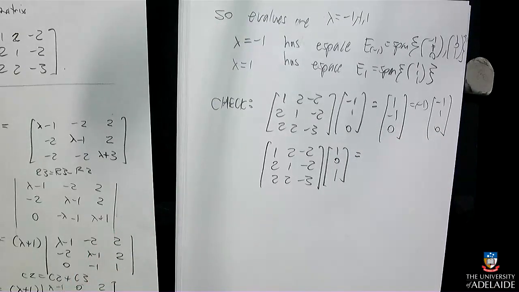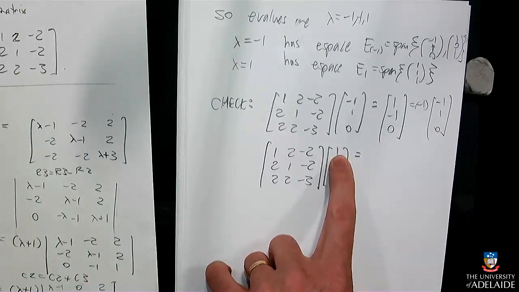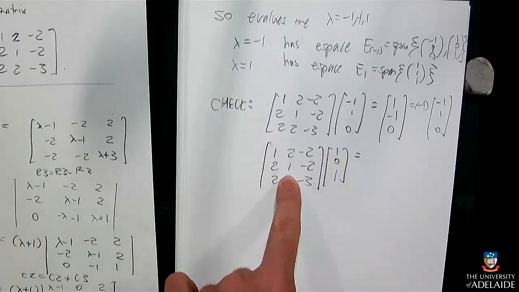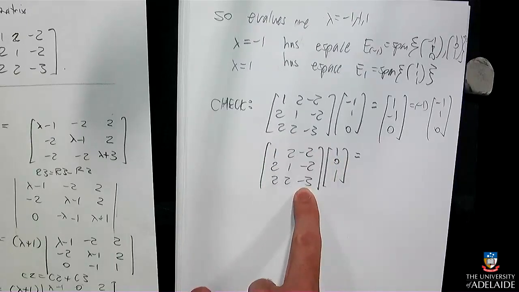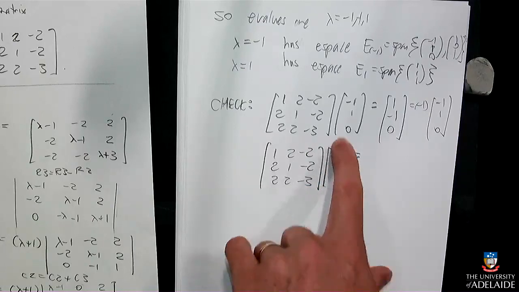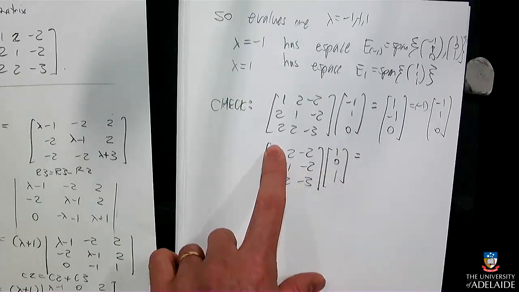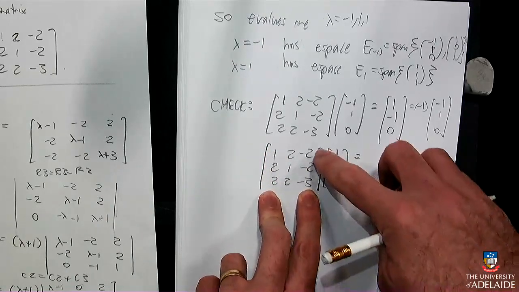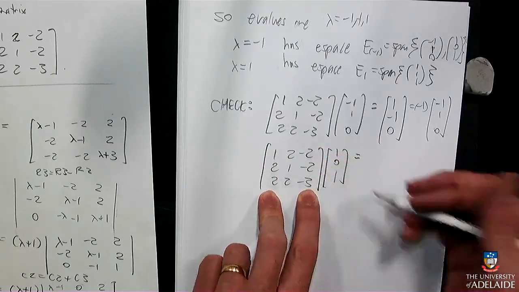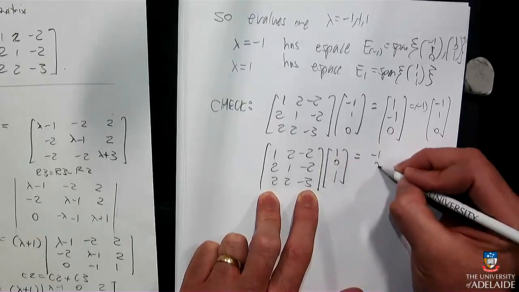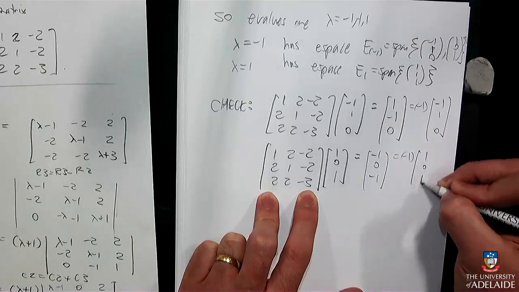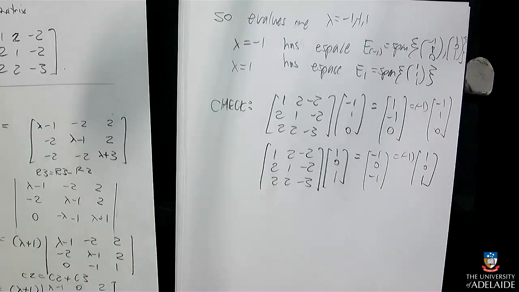Show you a different way of multiplying this. This says that it will be 1 of the first column and 0 of the second column and 1 of the third column. That's what this says. And so if I go column 1 plus column 3, which is what this is telling me to do, I'll get minus 1, minus 1, minus 1, 0, minus 1. Which is indeed minus 1 times the vector I put in. So yes, it really is an eigenvector.